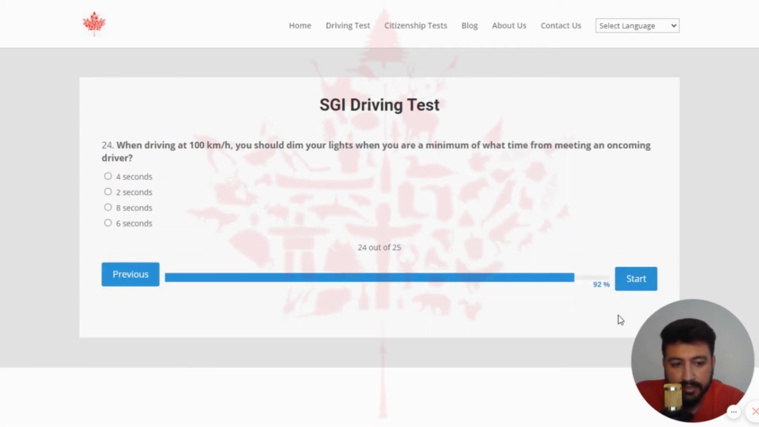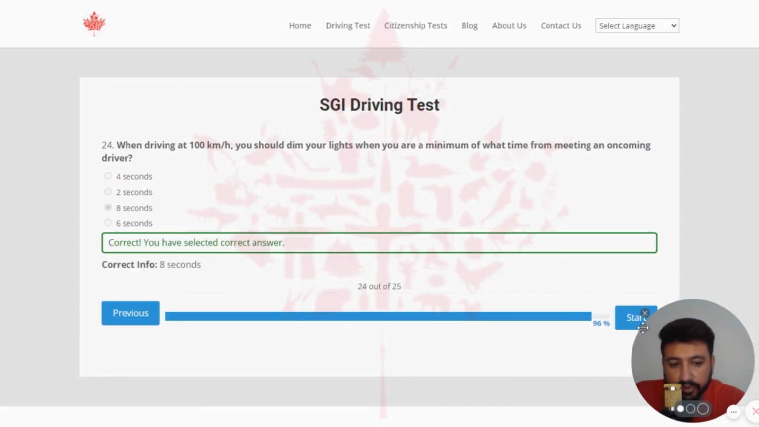Next. The second last question is when driving at 100 km per hour, you should dim your lights when you are a minimum of what time from meeting an oncoming driver? The right answer is 8 seconds. So I selected the third one, which is the correct one.